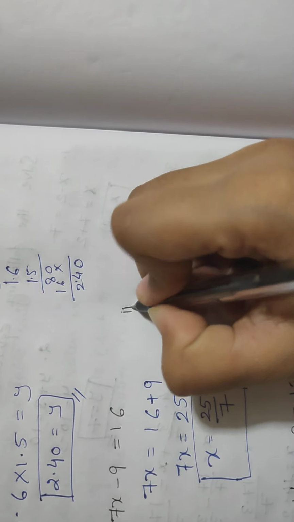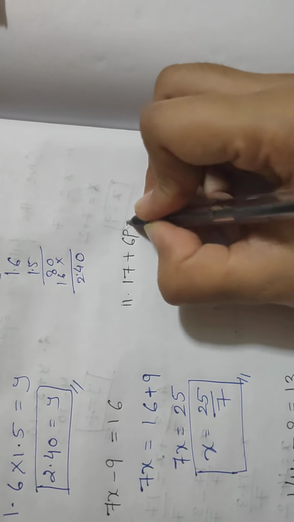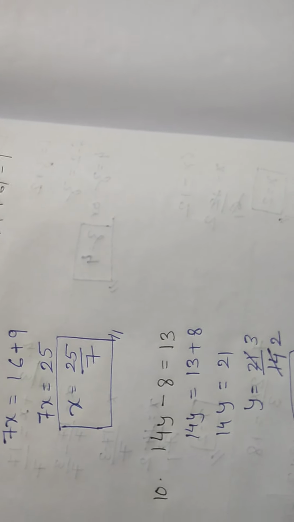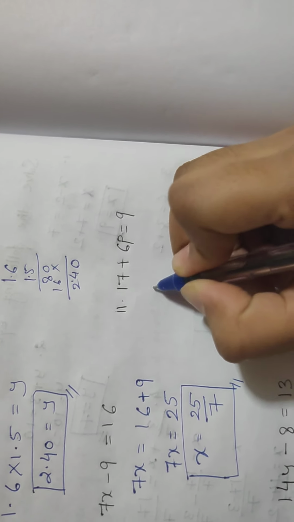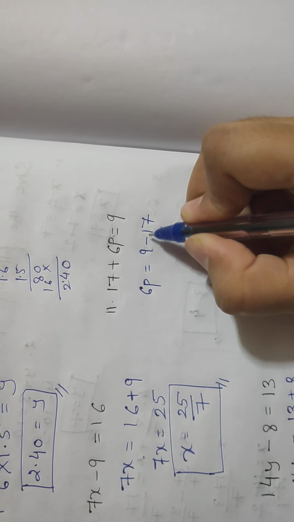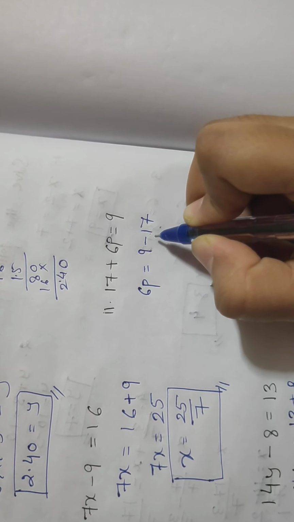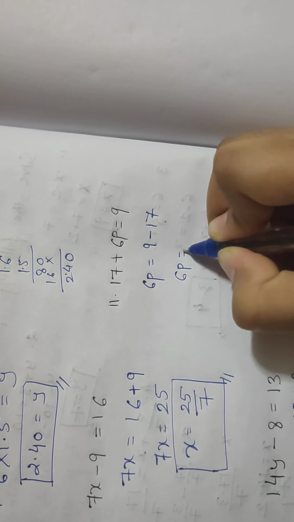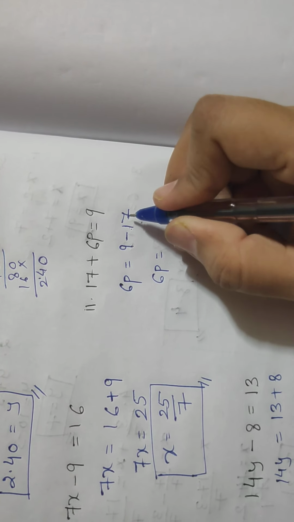Okay. In question number 11 they have given 17 plus 6p is equals to 9. So here we have to take this 17 from this side to this side by transpose method. So it will be 6p is equals to 9 minus 17. Now as 17 is bigger number and this 9 is smaller number, so we have to subtract and we have to give the sign of the bigger number, that is we have to give the sign of negative.